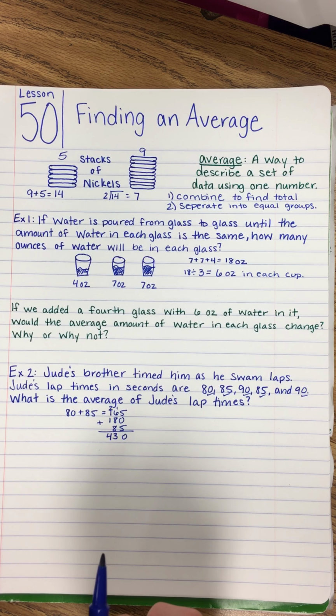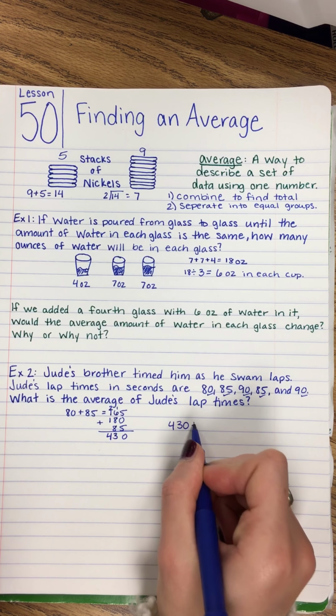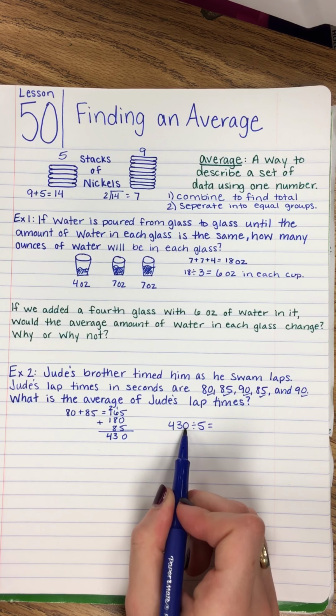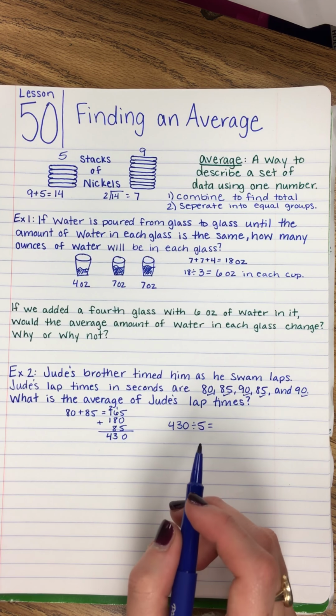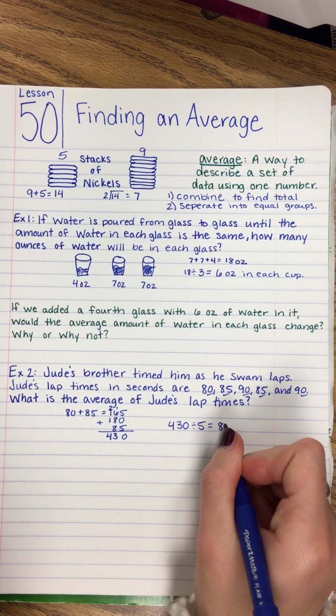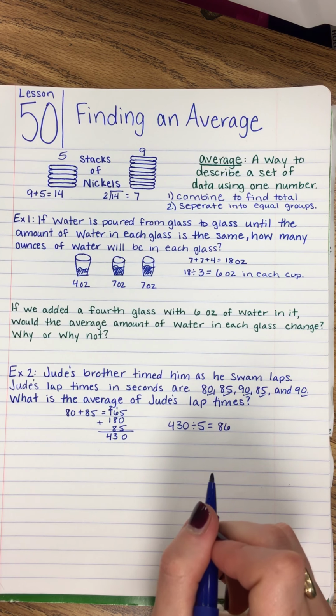The second step is to separate it into equal groups. So Jude swam 5 laps, so we have to do 430 divided by 5. And we know that this can be divided by 5 because it ends in a 0. And so 430 divided by 5 is 86. So we find that Jude's average time is 86.